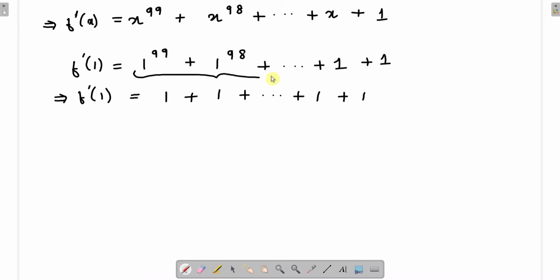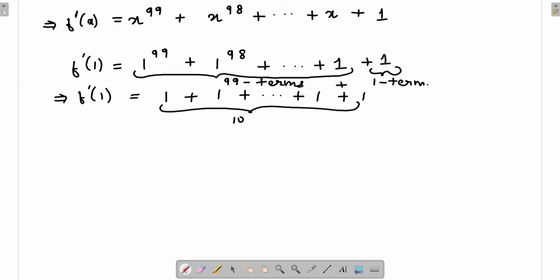So these terms, if you calculate the number of them, they are 99 terms, right? And you have one more term here. You are counting from here actually. This is the first term, second term, up to 98th term, and then 99th term. So these are 99 terms and one more term is there. So if you add these terms, how many terms in total are there? 100 terms.